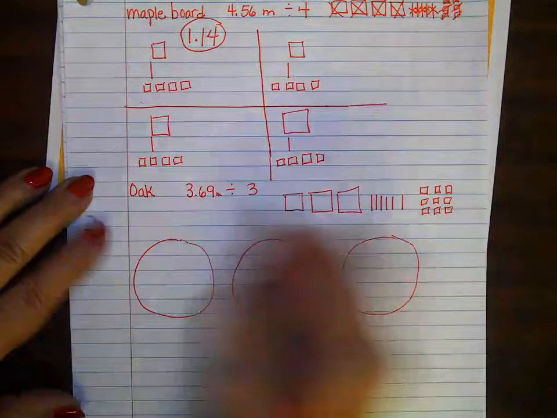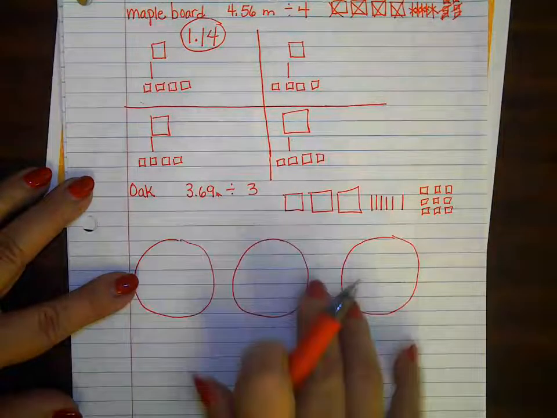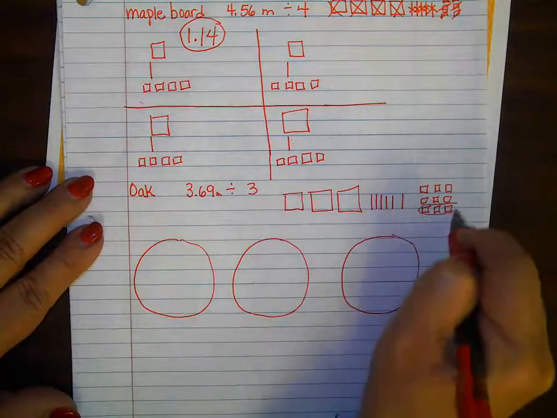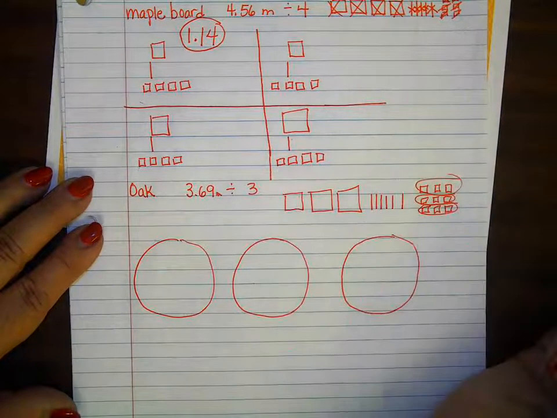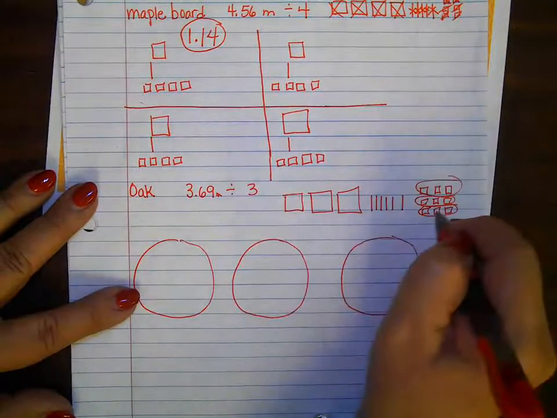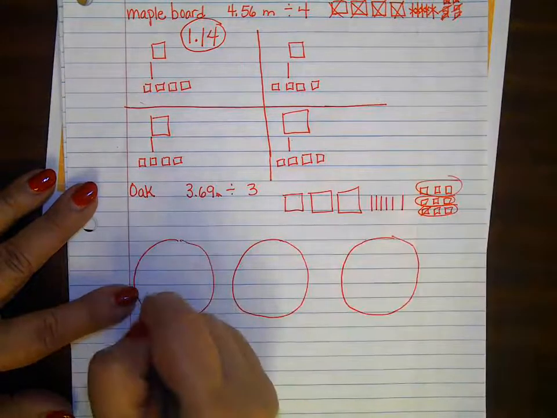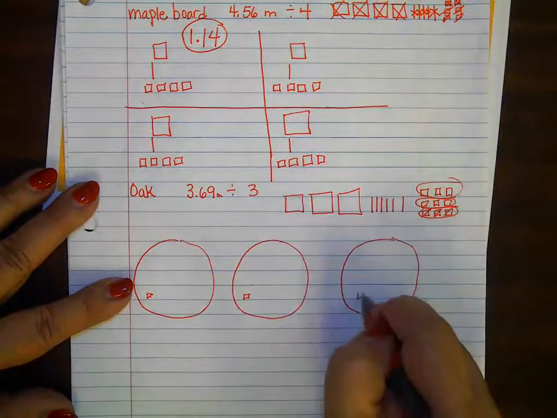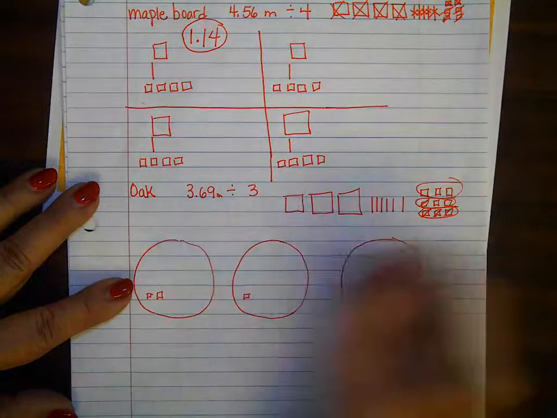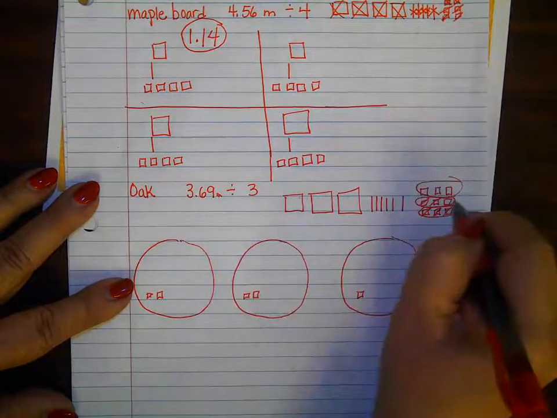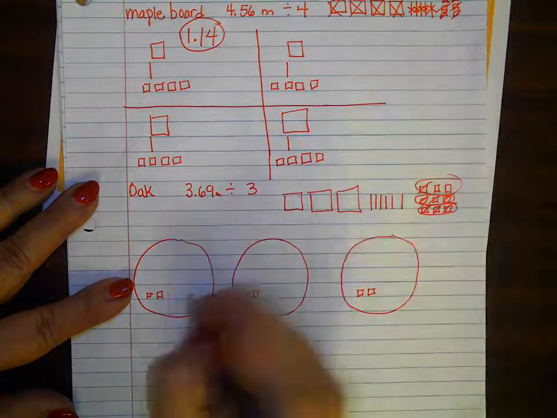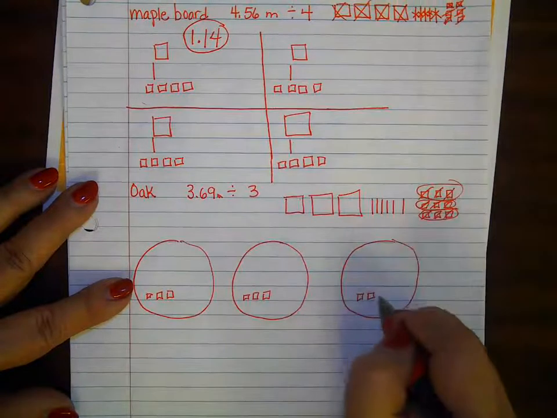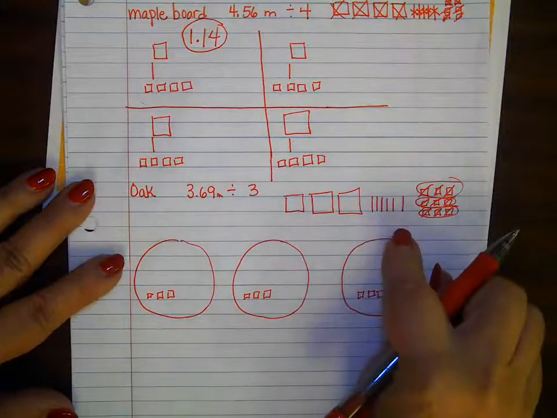Okay. Now I'm going to share that in here. So I'm going to start with my hundredths. You can actually see this, right? It's 1, 2, 3. If you couldn't see that, I can just take one at a time. 1, 2, 3, 4, 5, 6, 7, 8, and 9.